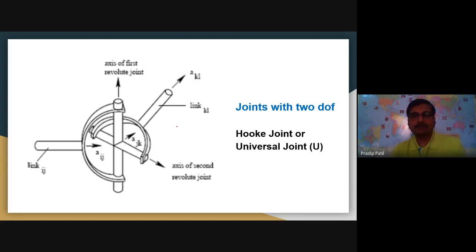One more very common example which provides 2 degrees of freedom is a hook joint. Hook joint is especially used when the input axis and output axis are not collinear. Like in the case of a tractor or agricultural equipment where you need to have the axis at some inclination, we can provide a hook joint. Hook joint also has 2 degrees of freedom.